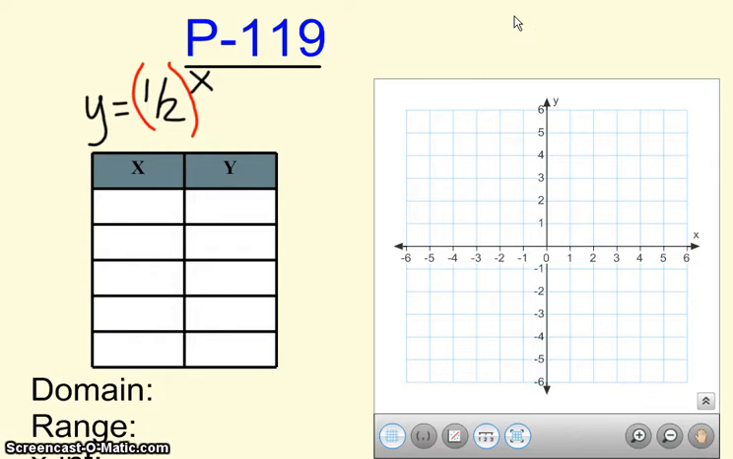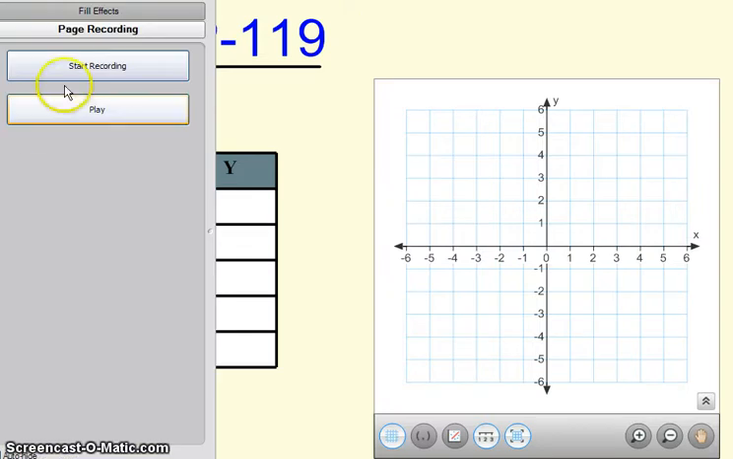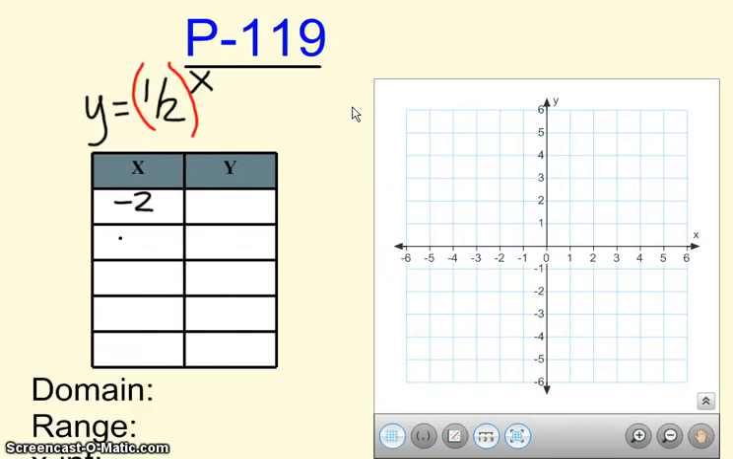For today we'll be talking about exponential decay, which is very similar to exponential growth. It's just going to go the other way. So I'm going to go through and start our recording. Now, anytime you have to do this, the easiest way to do it is with a t-table.